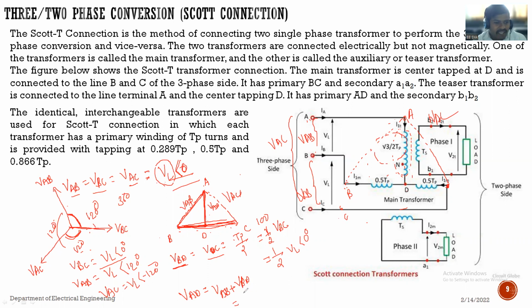What is the value of VAB? VL at an angle 120 degrees, plus, what is the value of VBD? VBD is here. Its value is nothing but 1/2 VL at an angle 0 degrees. Right? So just calculate the value. Take VL common and calculate the value.